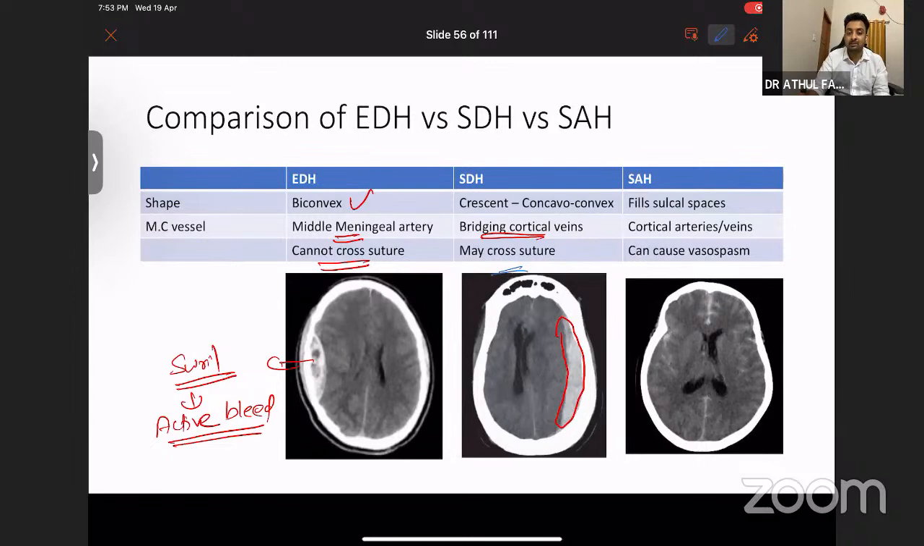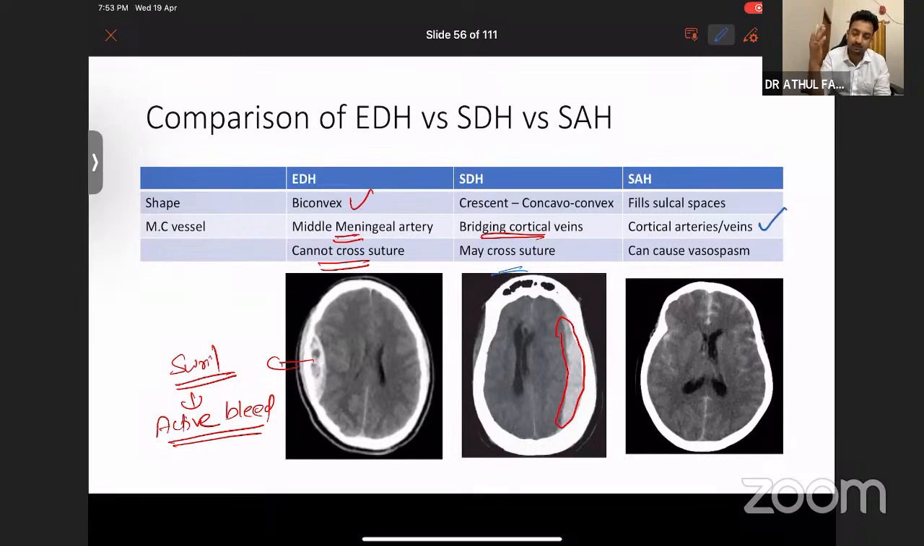SAH, subarachnoid hemorrhage, is because of either aneurysms or trauma. So cortical arteries and veins are involved. The important thing about SAH is that the patient can die because of vascular spasm. Vascular spasm irritating the meninges results in the death of the patient.